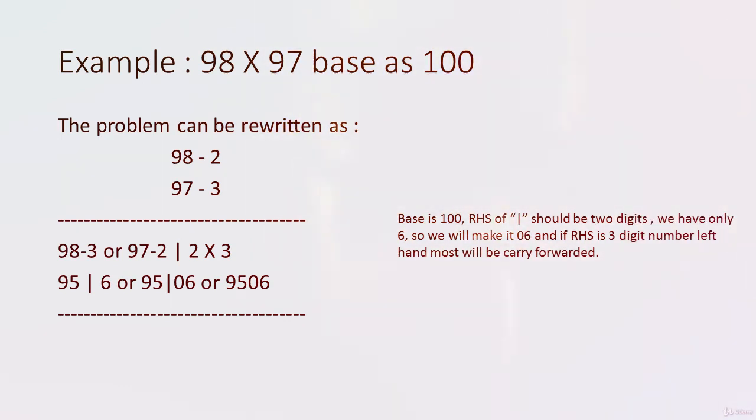But the right hand side should have 2 digits and we are having 1 digit, so we will put a leading 0 before 6. So the right hand side portion of the answer will be 06, and the number itself will be 9506.